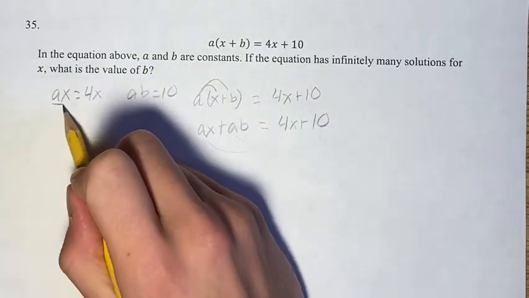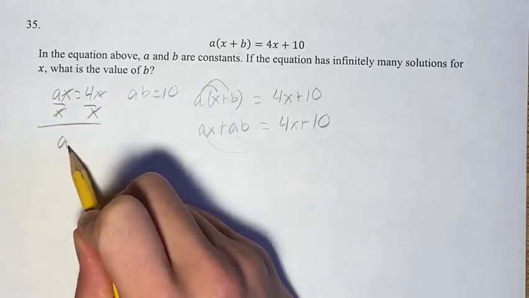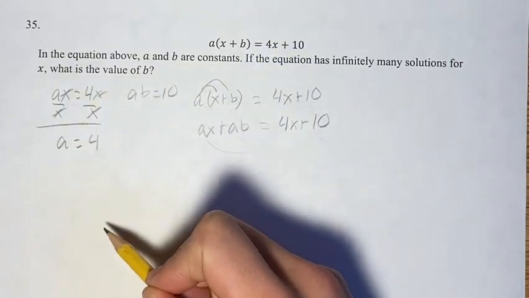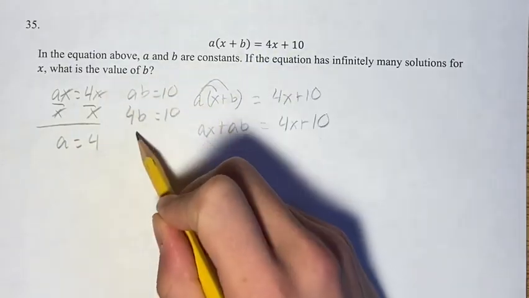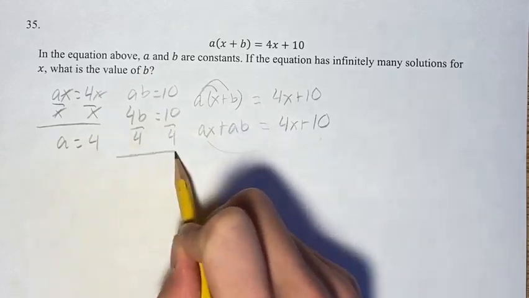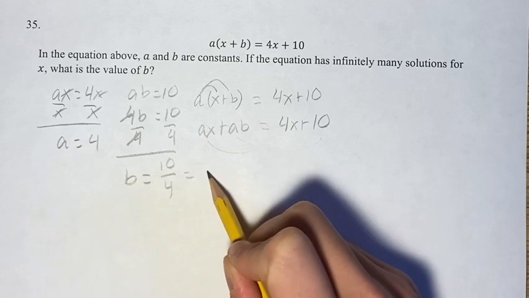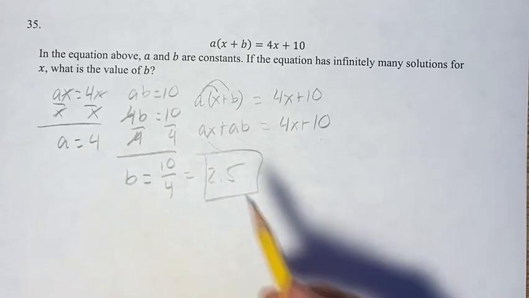Using this equation, if we divide both sides by x, everything cancels. We get a is equal to 4. We're looking for the value of b, which we can find with this equation. We know a is 4, so this is 4 times b is equal to 10. Dividing both sides by 4, these cancel, and you get b is equal to 10 over 4, which is 2.5. So for this equation to have infinitely many solutions, your value of b is 2.5.